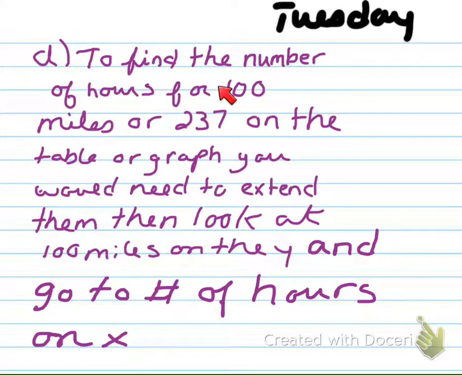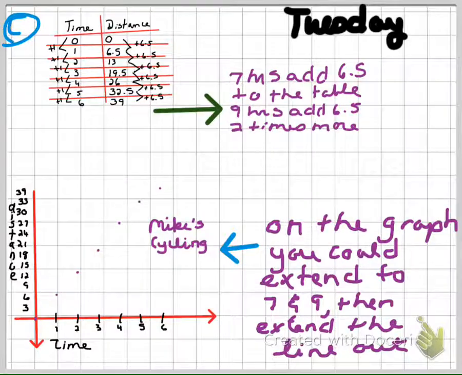So what you'd have to do to find the number of hours for 100 is you'd have to take the table and you'd have to extend this table by adding 6.5 all the way until it got to 100, and then you'd look over here in the hours and see what it equaled to. And for 237 you'd have to do the same thing. You'd have to go 39 plus 6.5 plus 6.5 all the way until you got to 237, and then look over here in the time spot.